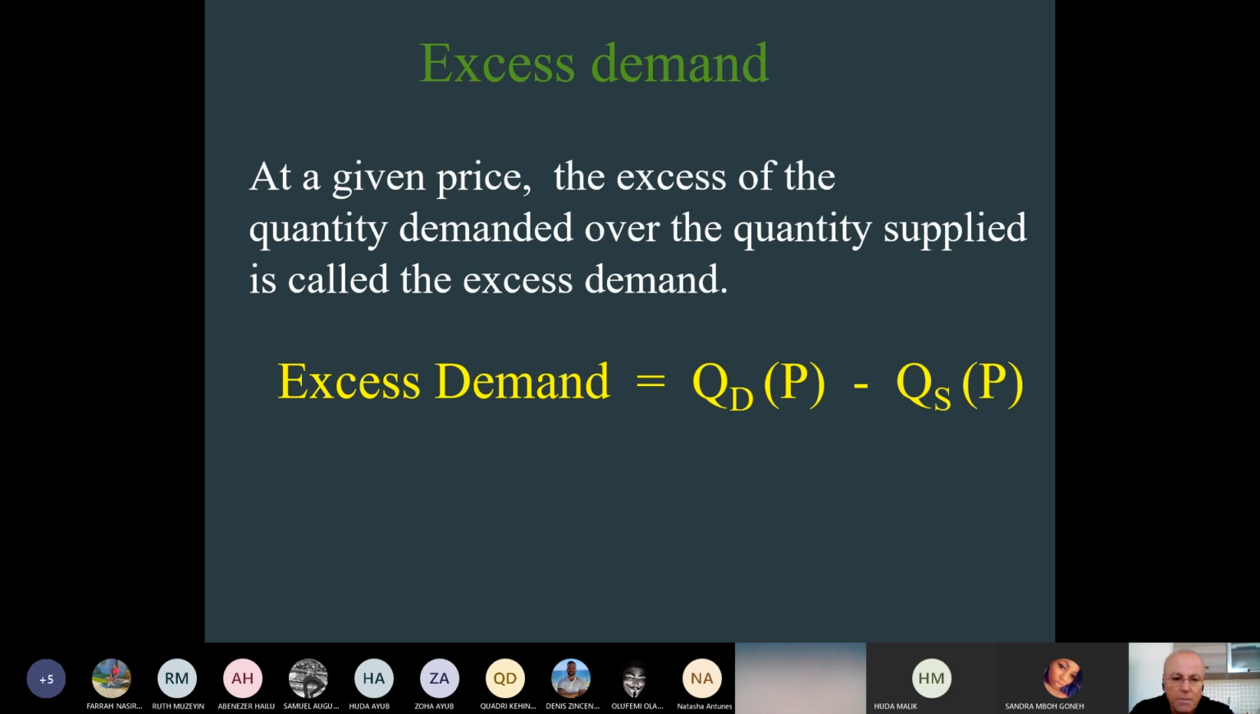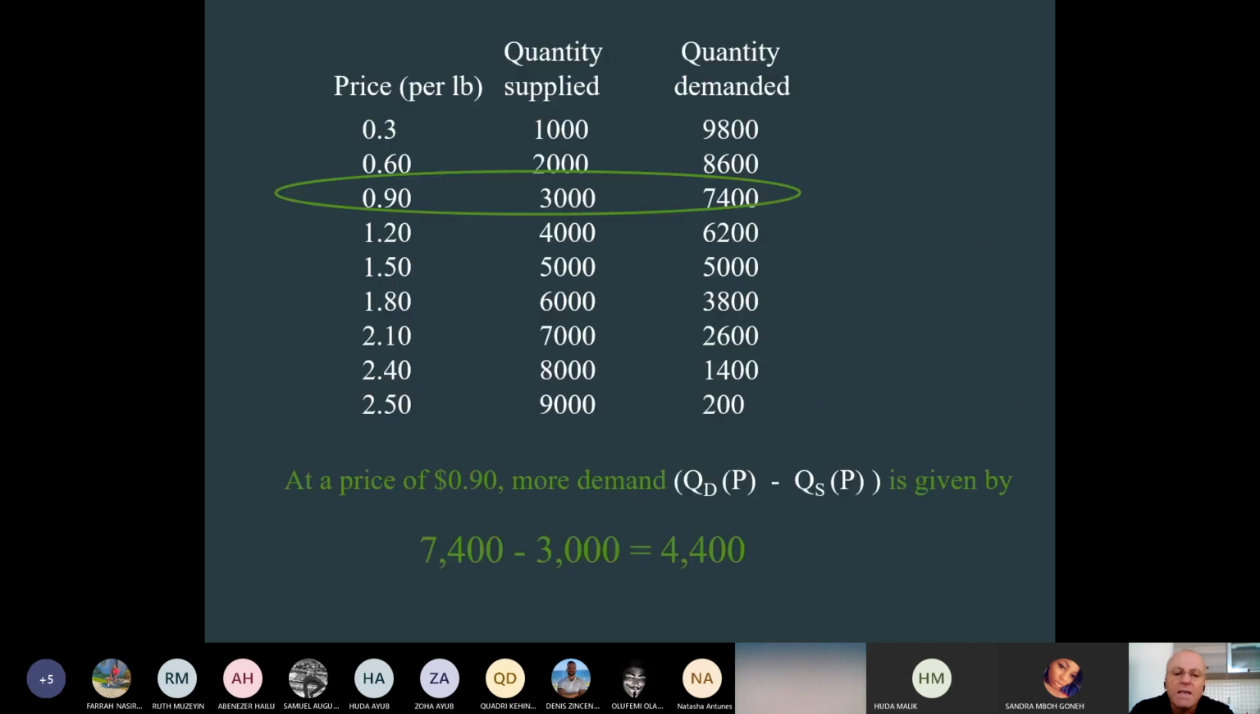Excess demand, as I mentioned in the given example: at a given price, the excess of the quantity demanded over the quantity supplied is called the excess demand. And excess demand is negative. QD multiplied by P minus QS multiplied by P is now negative, as I gave you in the former example.